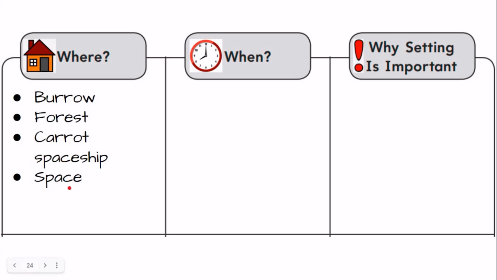How do I know that? I saw Earth really far away, and Charlotte was wearing her astronaut outfit. When? I did see a blue sky, so it was daytime. And now that she's in space, maybe it's nighttime, but we can't really be sure because there's no day or night really when you're in space. Now, the last part is, why is the setting important?